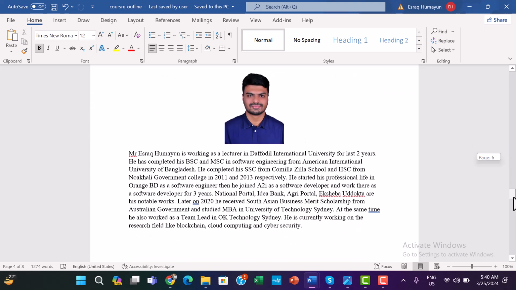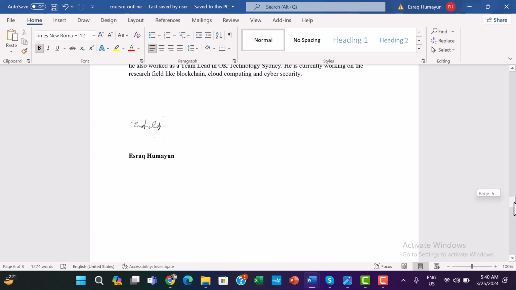And about the instructor, it's about me. I'm working as a lecturer at Daffodil International University for the last 2 years. I have completed my BSc and MSc in software engineering from American International University of Bangladesh, and SSC and HSC details are given, and here is my digital signature.